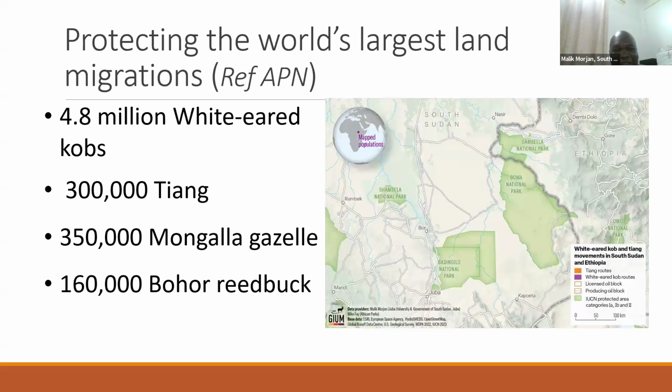So surveys that have been done by African Parks over the last 2 years have produced these numbers. They look amazing. We have over 4 million kob, 300,000 tiang, over 300,000 Mongalla gazelles, and over 100 Bohor reedbuck. Those species congregate together during the rainy season. The migration happens in this landscape.